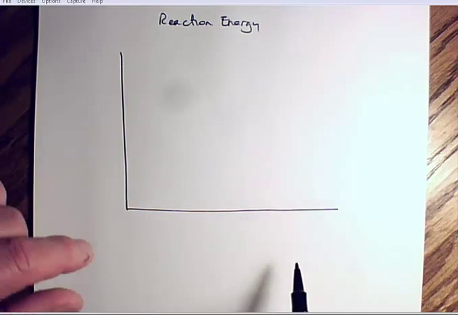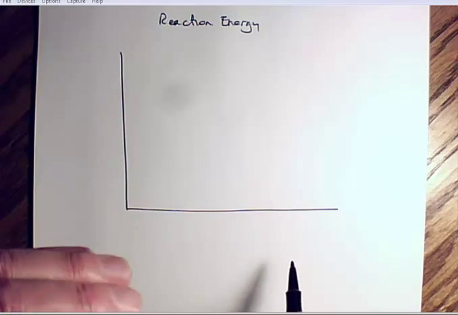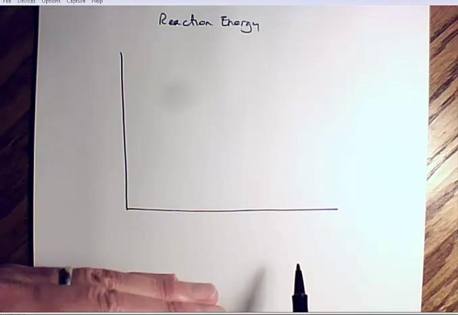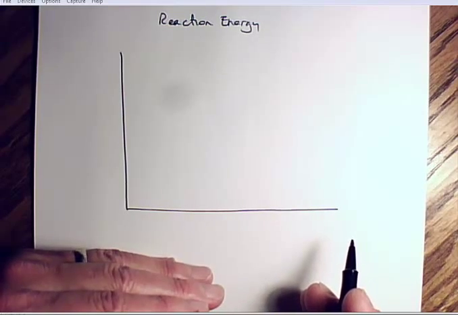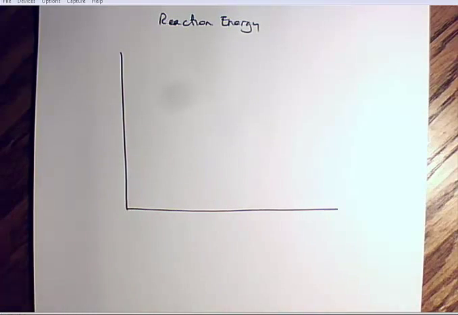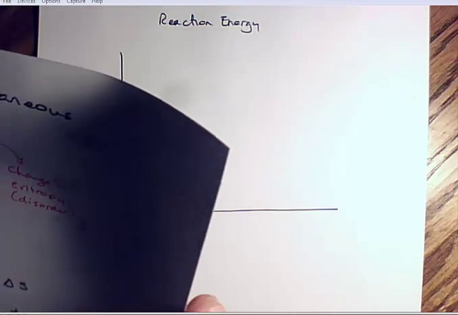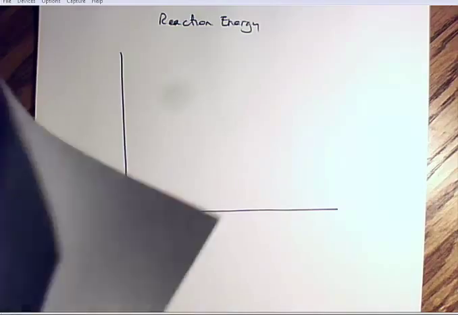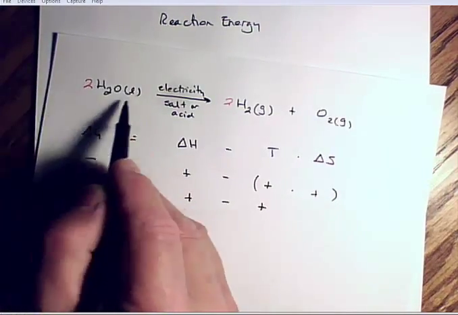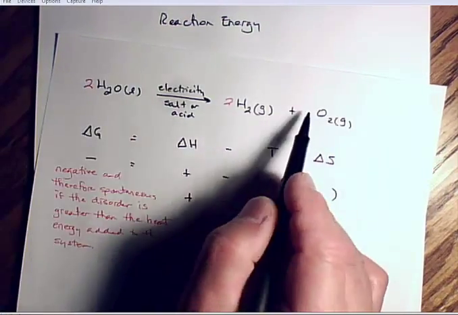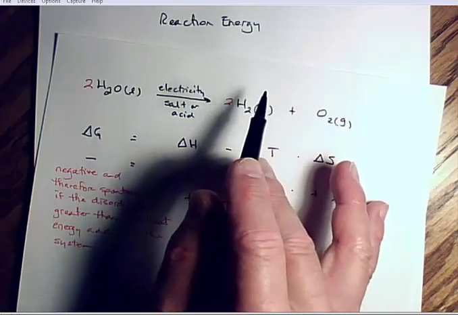Okay? So a reaction energy diagram deals with what's happening with the reactants that are changing to some products. That's what we're talking about. Reactants are the things on the left side of the equation. So looking at our water example a while ago, we're disassociating water into hydrogen gas and oxygen gas. This side over here, these are reactants. This side over here, these are products.